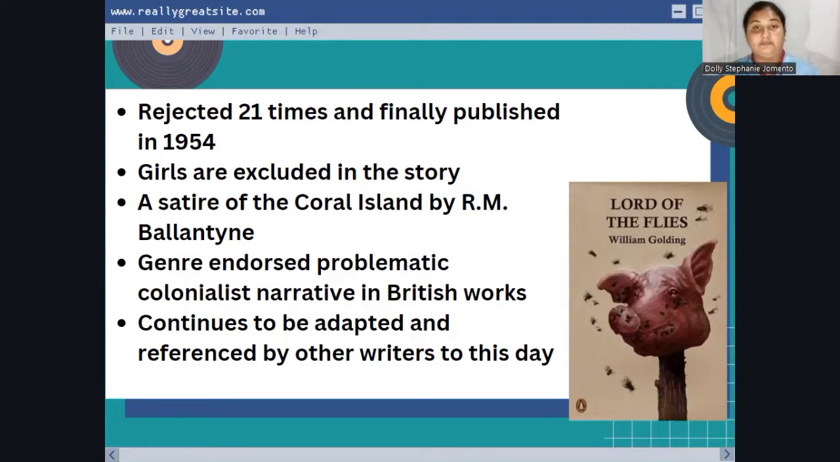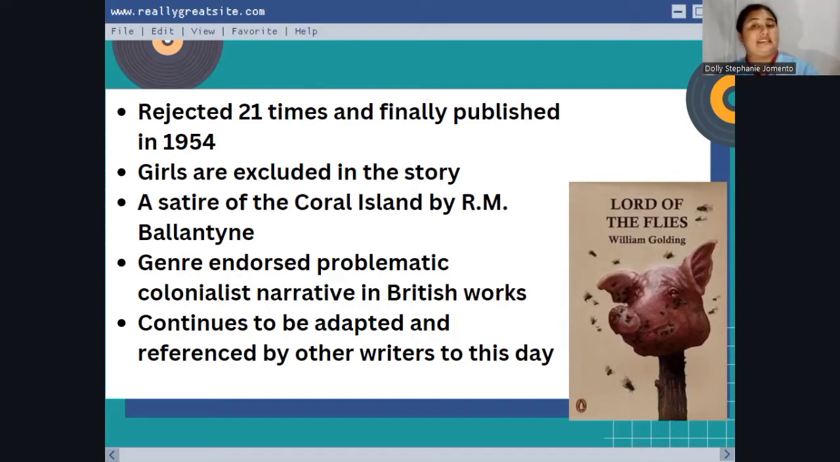into consideration. So the novel was a bleak satire of a classic island adventure story, a popular genre where young boys get shipwrecked in exotic locations. So the protagonists are able to master nature while evading the dangers posed by their environments. The genre also endorsed the problematic colonialist narrative found in many British works at the time, in which the boys teach the island's native inhabitants their allegedly superior British values.